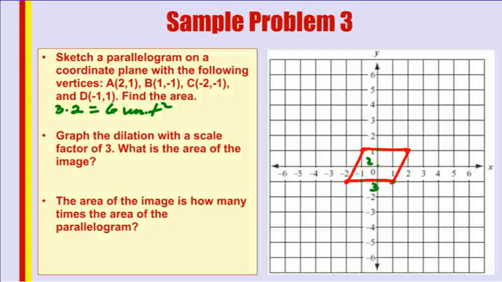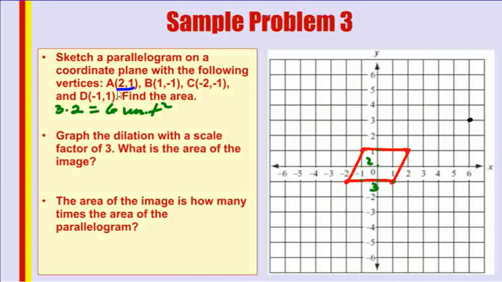The second part says graph the dilation with the scale factor of 3 and what is the area of the image. So dilation means it's bigger. If it's a scale factor of 3, I take each coordinate and multiply each part by 3. So for A, (2, 1), I multiply both numbers by 3. So 3 times 2 is 6. So that would be at 6 and up 3.